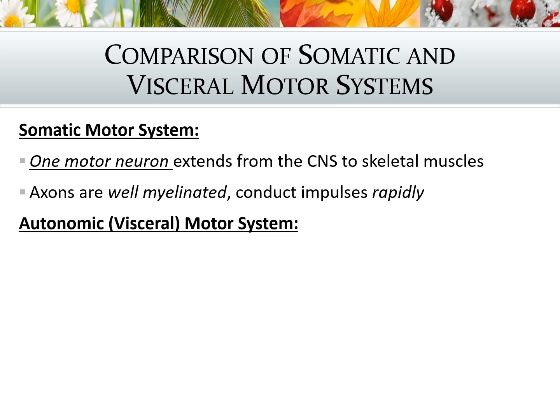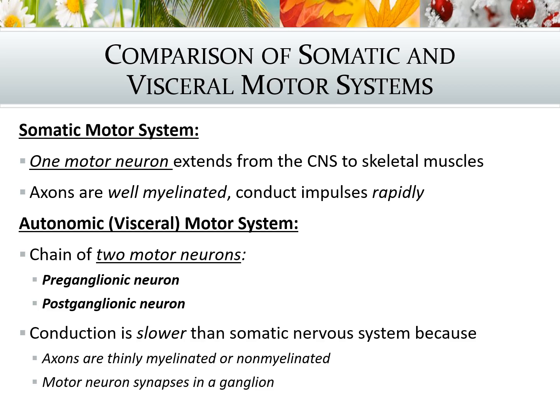So what is the difference in the visceral motor? We have actually a chain of motor neurons. So usually we just have 2 motor neurons. The first motor neuron is called the preganglionic neuron, and it's going to go from the central nervous system to a peripheral ganglion.